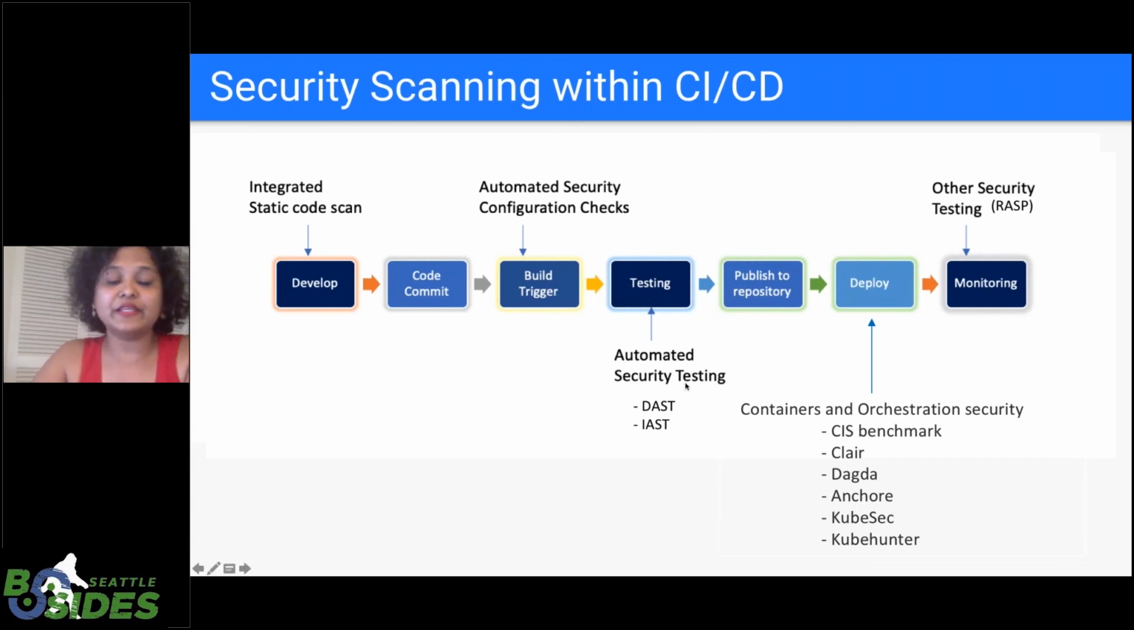In the testing phase, make sure you're performing your dynamic application security testing, or lately, interactive application security testing is becoming very popular, which is agent-based testing, and it has access to both the source code repository and dynamic execution of your application. So it uses both sources to come up with more intelligent true positives and fewer false positives. So make sure all these tools are nicely integrated in your CI/CD pipeline.